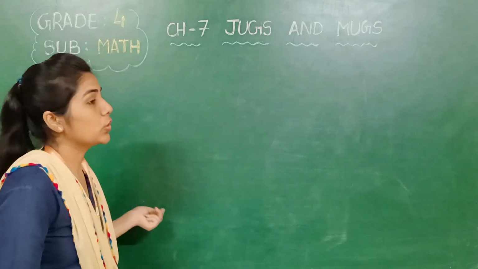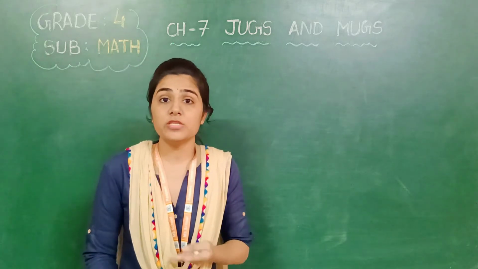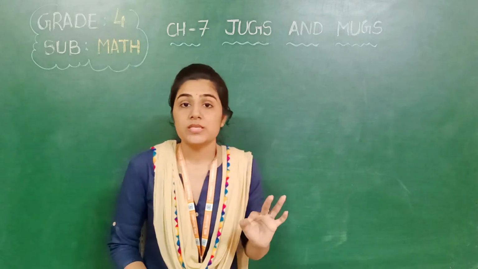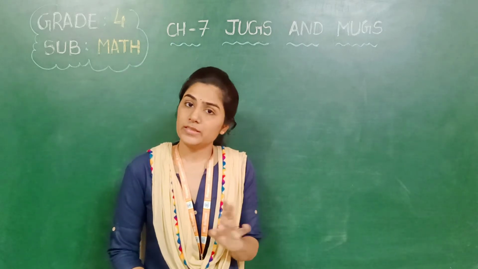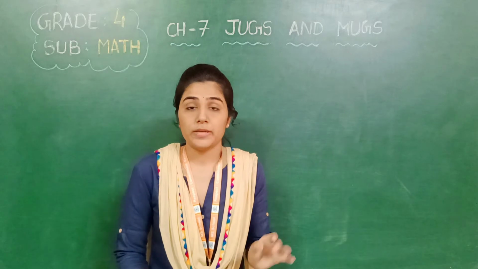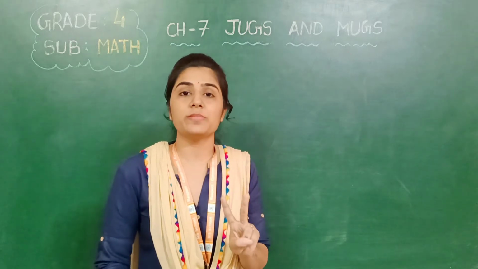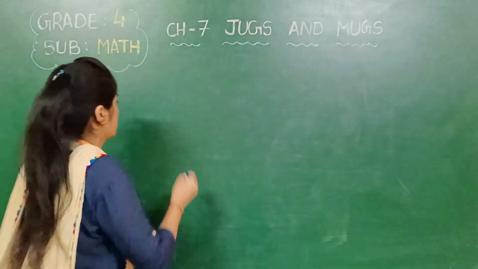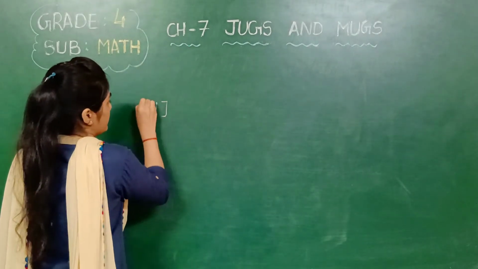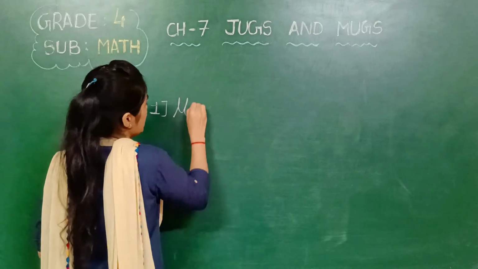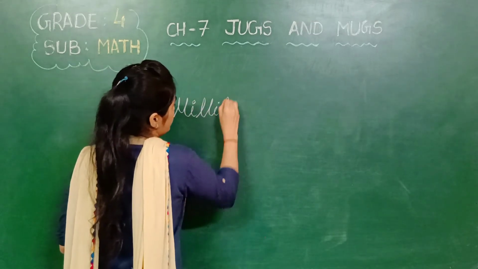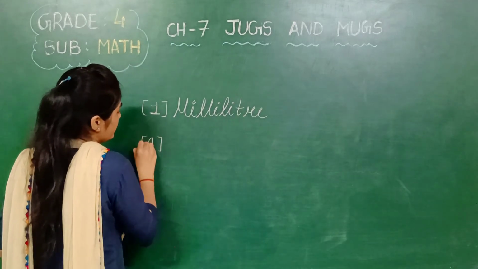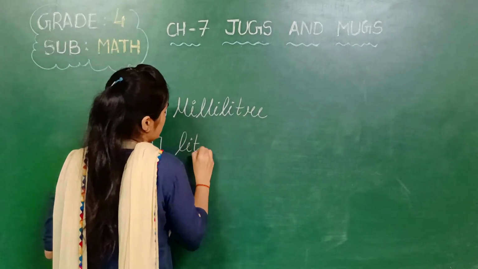So first of all, in total there are 3 units which we are using to find the liquid capacities. First one is milliliter, second one is liter, and the third one is kiloliter. But in your syllabus, just 2 measurement units are there, which are milliliter and liter. First is milliliter and second is liter.